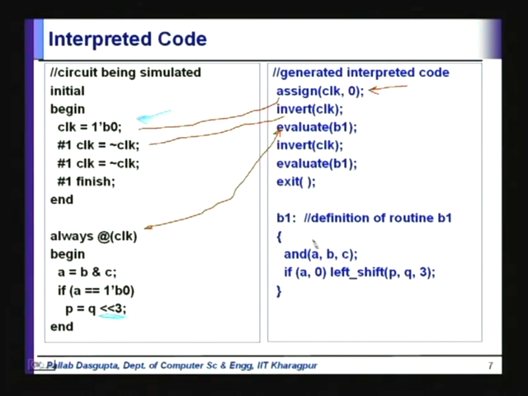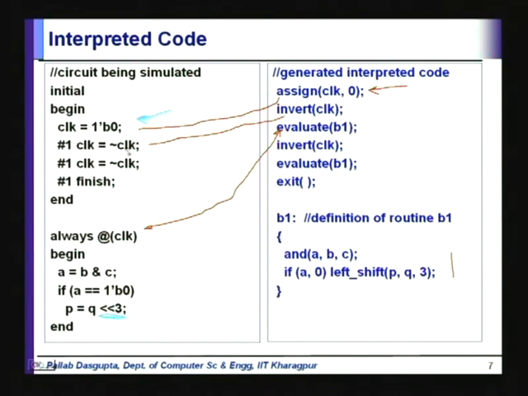Now, let us see what is there in the B 1 part. This is the interpreted code for B 1. What do we do? We compute the AND of B and C and assign that as A, and if A is 0 then we left shift Q by 3 and then put the result in P. So, this is just a representative intermediate code. Somebody has designed a language in which these functions have that meaning.